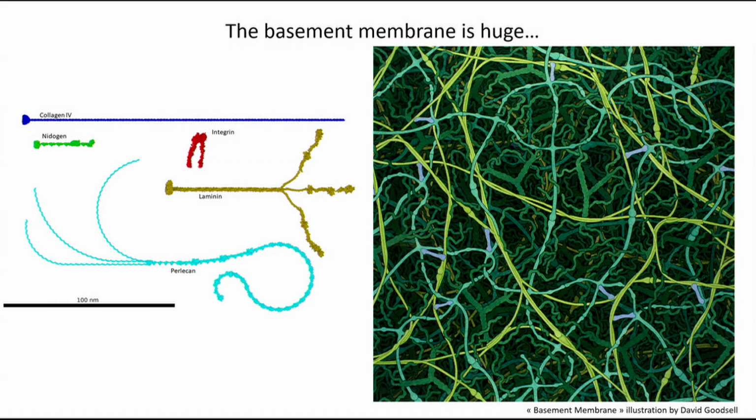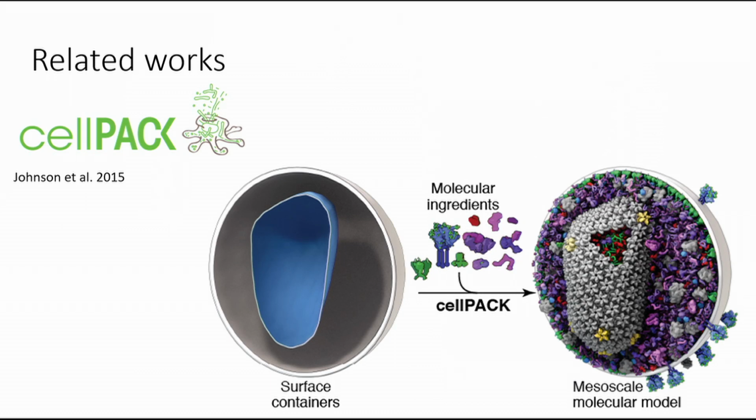So, to model this kind of system, we have to find a way to simplify this. One of the sources of inspiration we have is cellPACK. cellPACK has been developed in the Johnson lab at UCSF and the Molecular Graphics Lab at the Scripps Institute. What cellPACK does is create mesoscale molecular models from given molecular ingredients. And it does so by searching for the optimal packing of these molecular ingredients to fit inside a container.